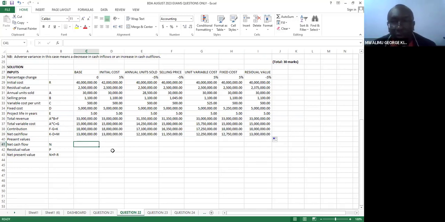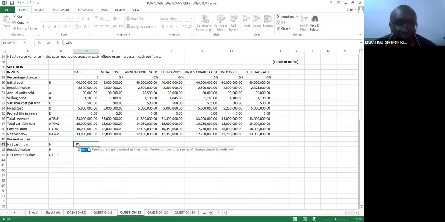So we want to get the net cash flow, the present value. But you see now this project is running for 5 years. So every year for the base, we'll be having this amount here. So this is the present value of the annuity. So this is how we are going to get it. So we come here, put the formula. The formula for annuity is equals to, you type present value, PV. I give you PV there.